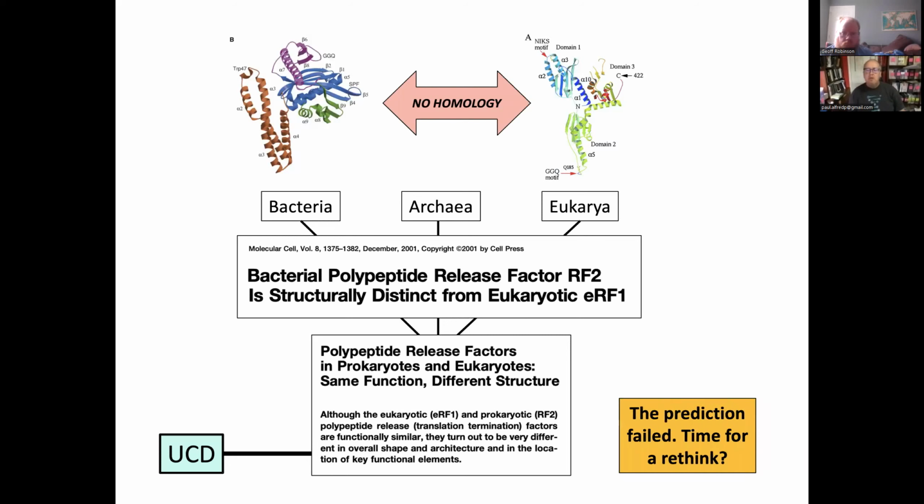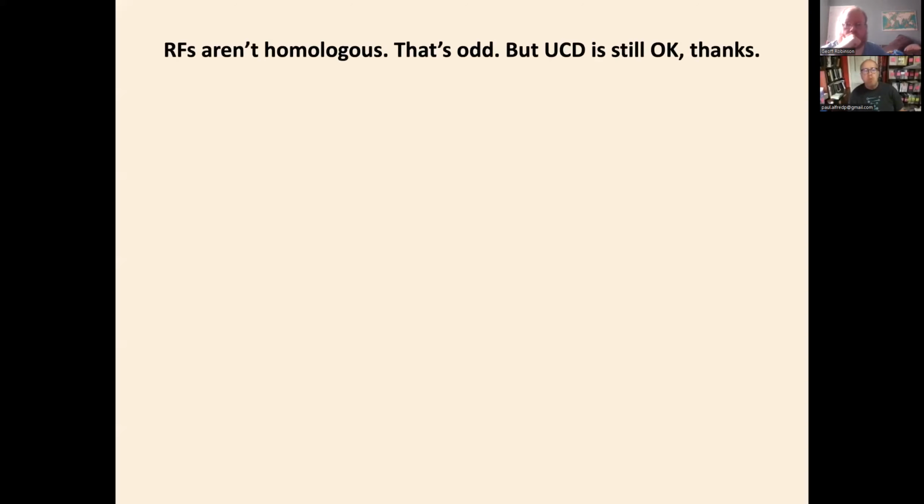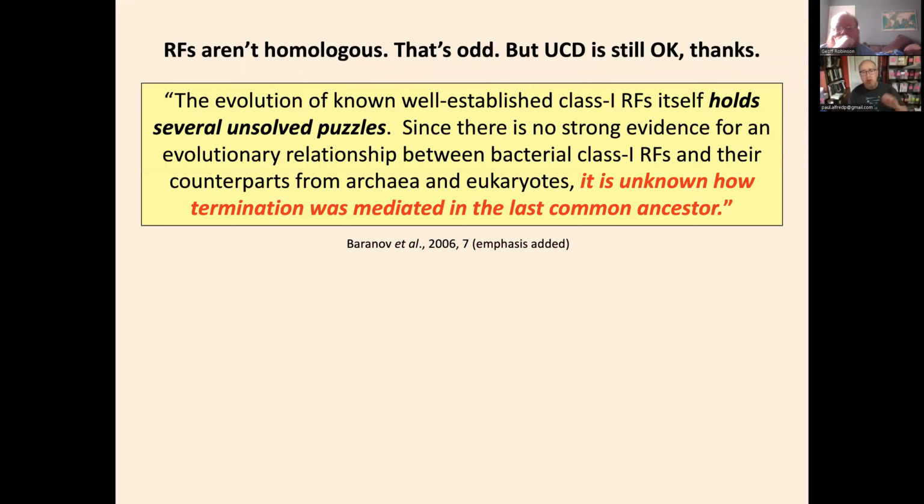Now, you say, well, the prediction failed. Maybe we should rethink universal common descent. That didn't happen. It's very important to recognize what happens now in the logic tree when a prediction fails like this. You've got to go back into the logic tree and look to see what happened. So release factors are not homologous. That's curious, that's odd, but universal common descent, still okay.